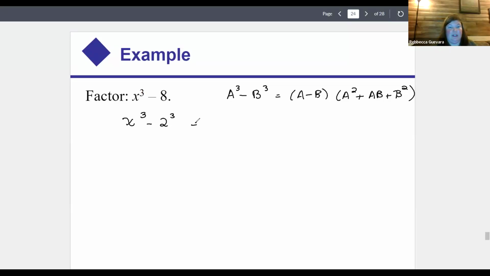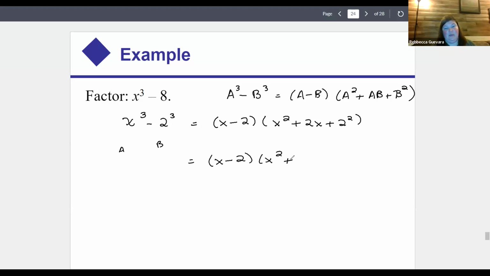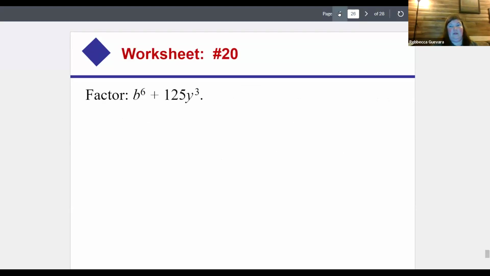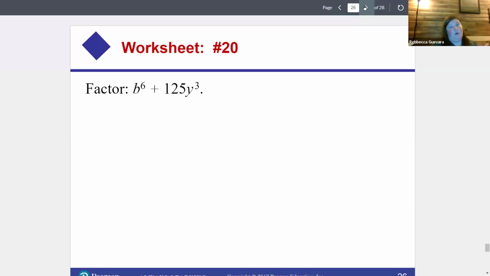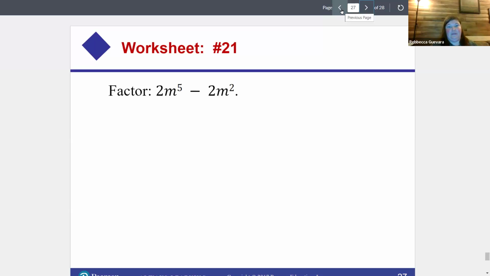So what we're going to end up with here, think of this as a and this is b, is you're going to have x minus 2 times x squared plus 2x plus 2 squared. Or x minus 2, x squared plus 2x plus 4. So you're going to work on question 20 and question 21. Then come back here and we'll make sure we are getting the same answers.